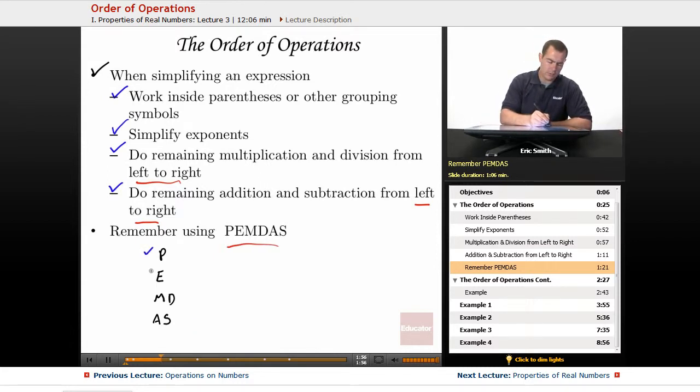So start with your parentheses, and then move on to exponents. Be very careful if you're using this to memorize what to do first, because sometimes when using it, it looks like multiplication is more important. But work these ones from left to right. The same thing applies to your addition and subtraction. Work those from left to right. Alright, not bad.